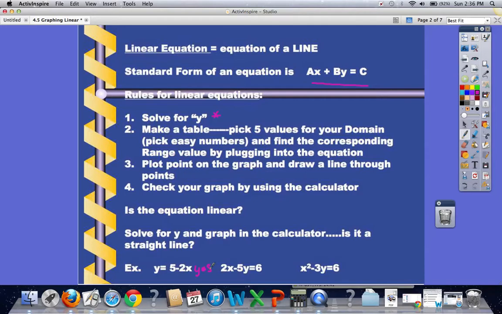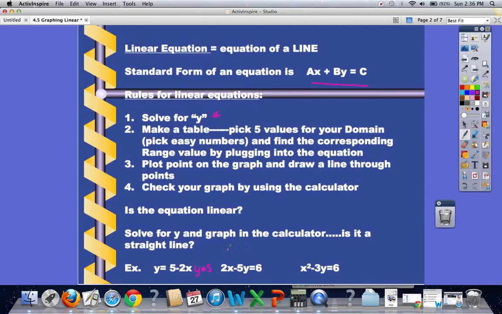Okay. Something else that you can notice, the x term right here, there's no little exponent with it. If there's no little exponent, it should be linear, unless it's one of the special cases, which I'm going to show you. Okay, so this is a yes.